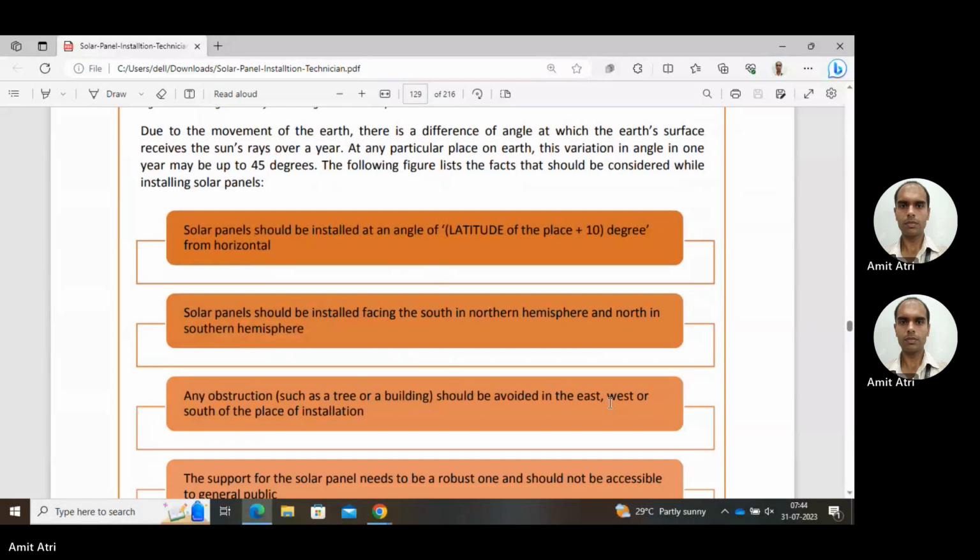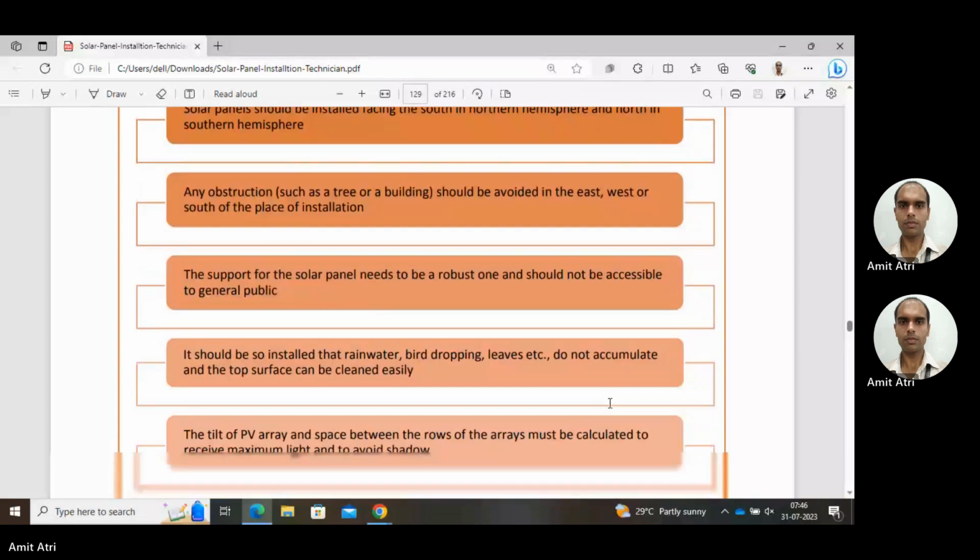Next, we should consider the obstruction, like trees or nearby buildings. These should be avoided in the east, west, or south of the place of installation. So we have to check if these things will cause their shadow on the panel, then the electricity produced will be reduced. So we have to take care of this.